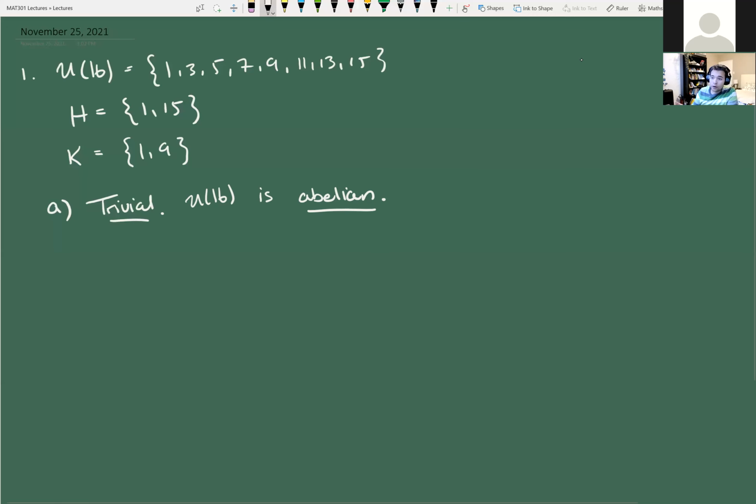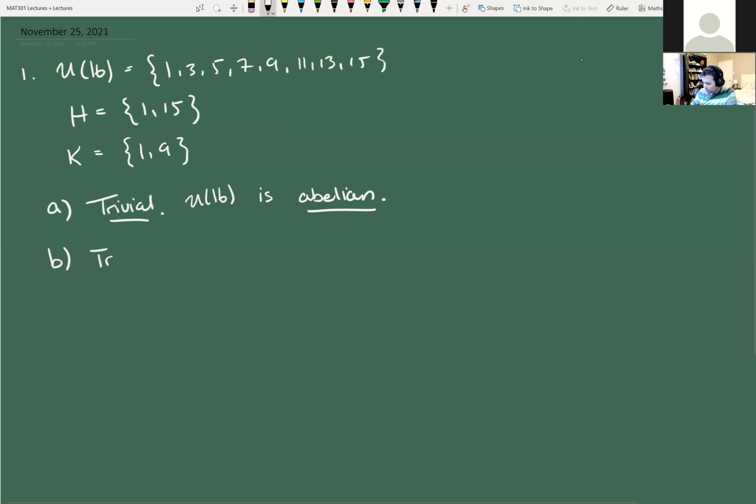If you wanted to, you would go through, and I'm certain if you actually started computing 3H3 inverse, you'd be like, oh, hey, look, everything cancels out and I just get H back every single time. Why is that? Oh, because 3 and 3 inverse are canceling each other out, because obviously multiplication is commutative in the integers, right? So U16 is abelian, H and K are automatically normal. There's nothing to do there.